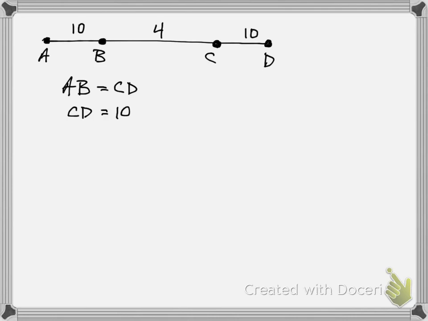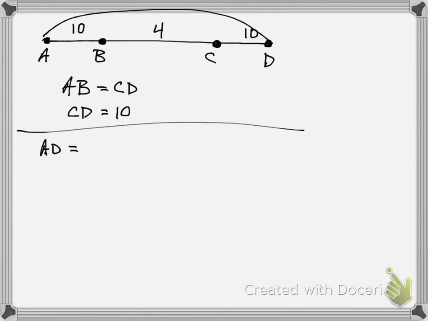Now if I ask what is the length of AD, how long is AD? Well, obviously A to D is that whole segment. So we can just take 10 plus 4 plus 10. We can get that the whole segment is 24. And that's really as simple as it can get. We just have 3 parts, and we're adding all those parts together to equal our whole.